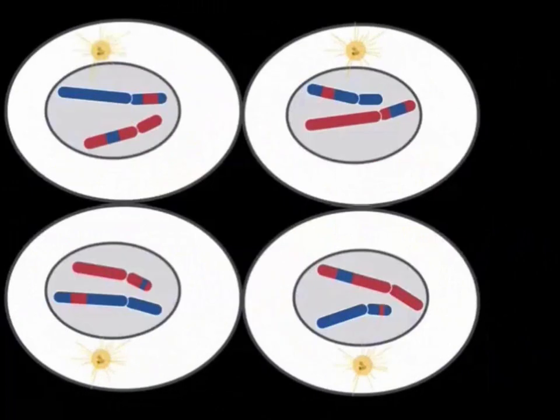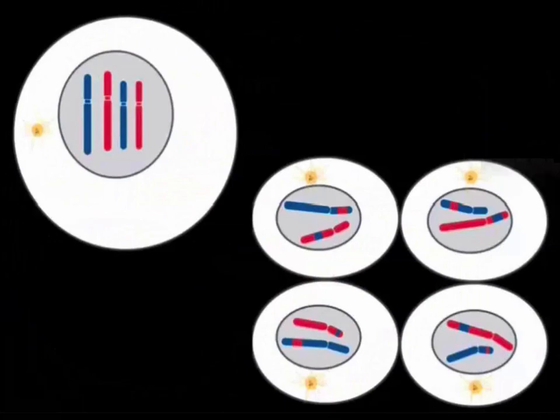So when we end meiosis, we started on the left with a germline cell, and in the case of males and sperm, we would get 4 sperm cells. In the case of a girl, a female, we would have 4 potential eggs.